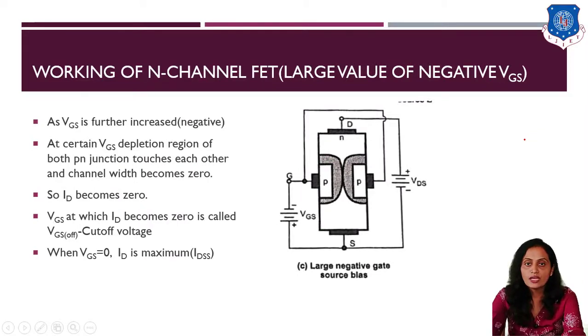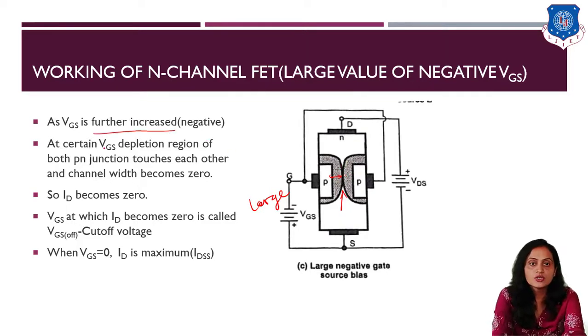Now we will see the working of n-channel JFET with a large value of VGS. So VGS is increased. We have increased the reverse bias. Then what happens? With an increase in this reverse bias, the depletion region thickness will increase. The depletion region will penetrate more into the n-type material, and at some point, as shown in this figure, the depletion regions from both of these PN junctions touch each other. So VGS is further increased. At a certain VGS, the depletion regions of both PN junctions touch each other, and the channel width becomes 0.